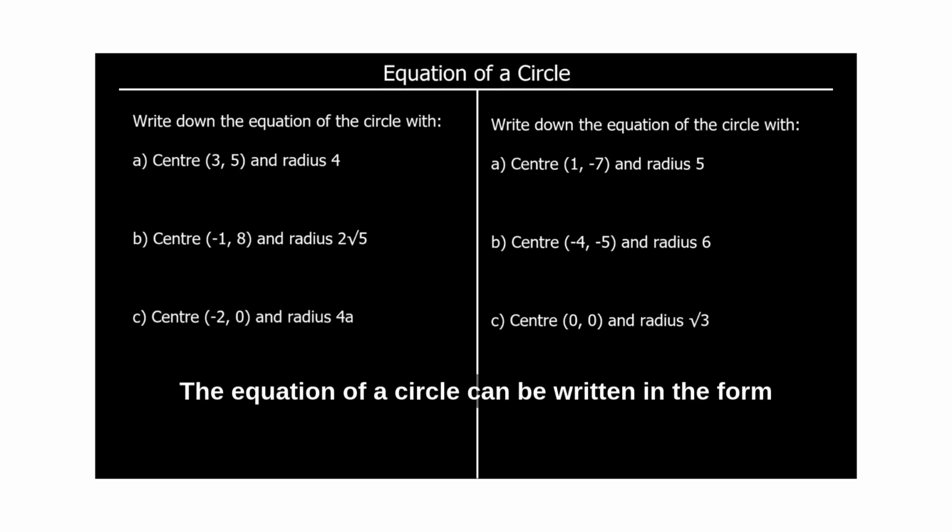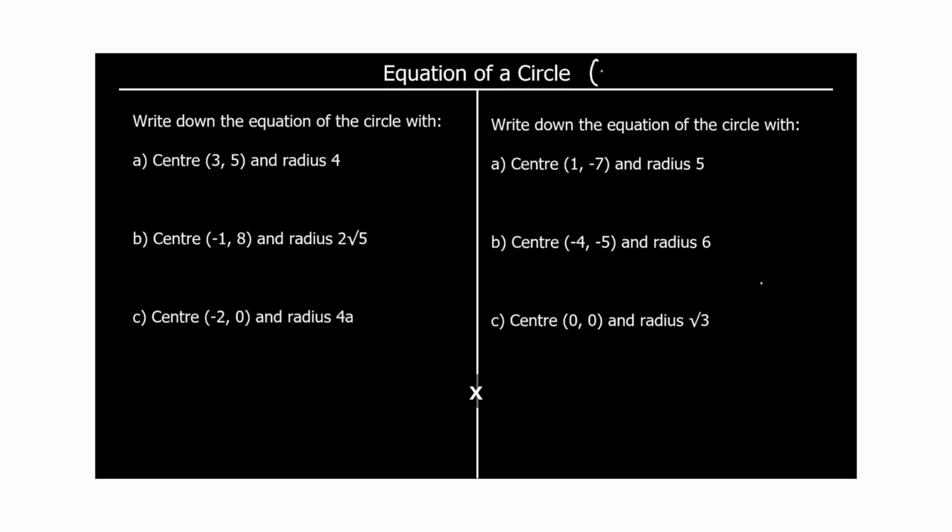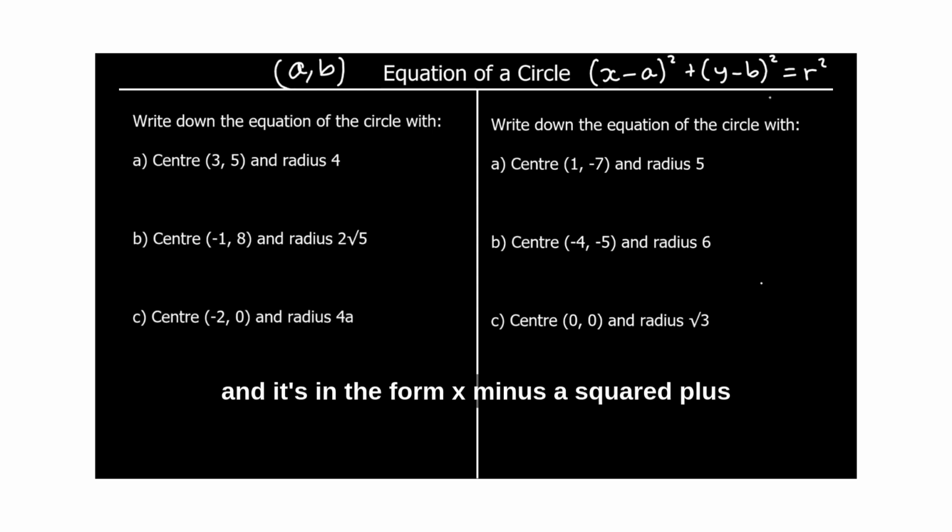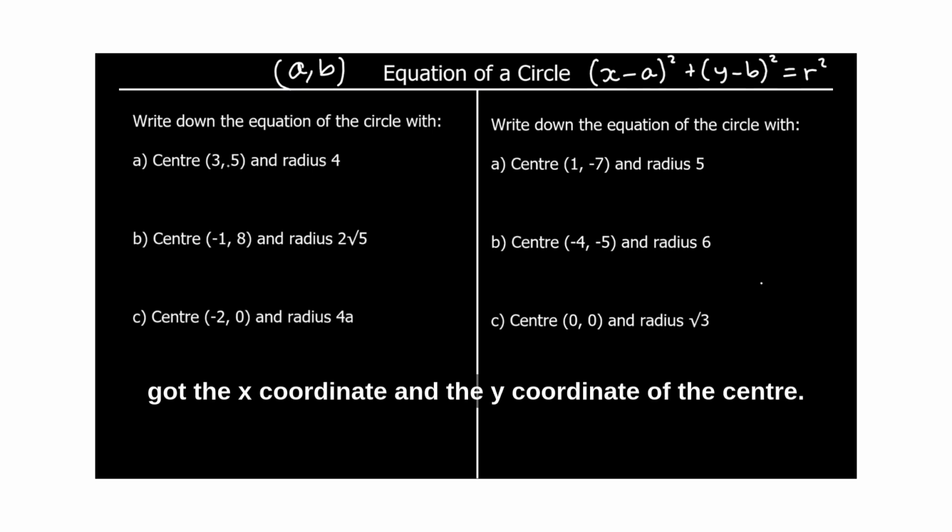The equation of a circle can be written in the form (x − a)² + (y − b)² = r², where (a, b) is the center of the circle. So if we're given the center and the radius, we can write down the equation of the circle.